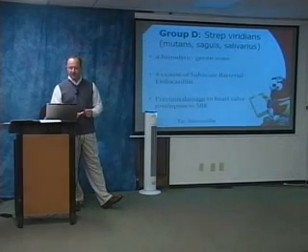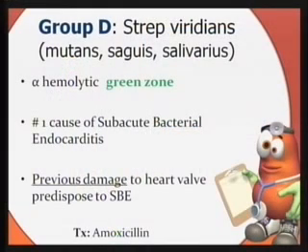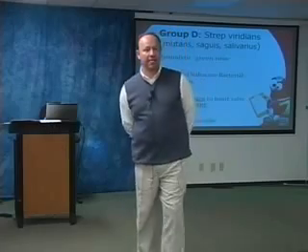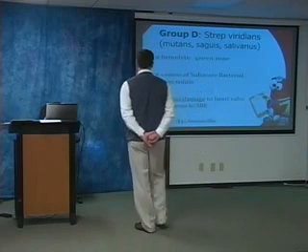Group D, Strep viridans. Remember mutans, sanguinis and salivarius, and they always ask you about the mutans. Alpha hemolysis, green zone, number one cause is subacute bacterial endocarditis, and previous damage to heart valves predisposes to subacute bacterial endocarditis. Folks, this is why when you go to a dentist's office they ask you, have you ever had a history of rheumatic fever? That means you would have predisposition to damaged valves. And if they start digging around on your teeth, there's a chance for mutans to go down to an already damaged valve and cause a problem. So what do we do? We give them amoxicillin.